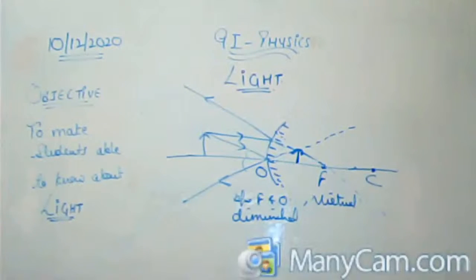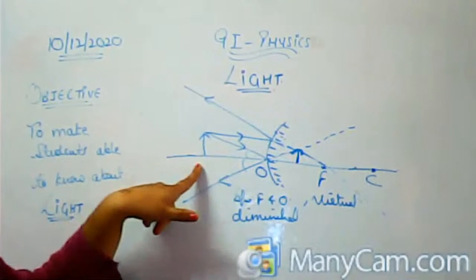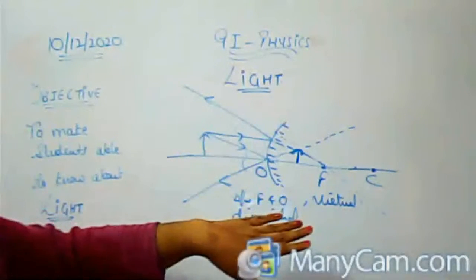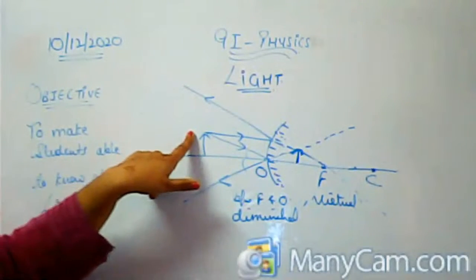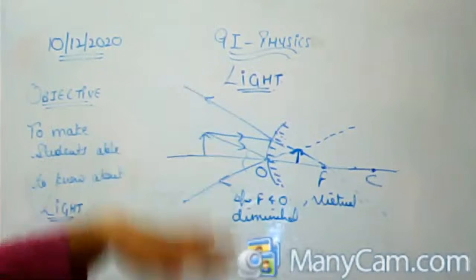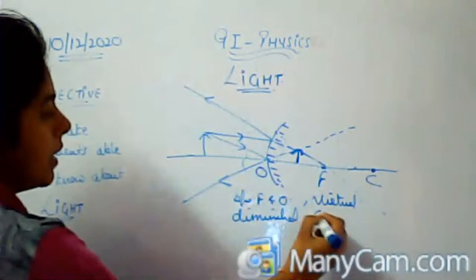Fourth one, is it erect or inverted? If it is arrowhead at the top, fine. This is erect. If the arrowhead goes in the down direction, object में क्या है? Top पे है. अगर image में भी top पे आ जाए तो erect. अगर image में down आ जाए तो inverted. Fine. So here it is at the top, so it is erect image.